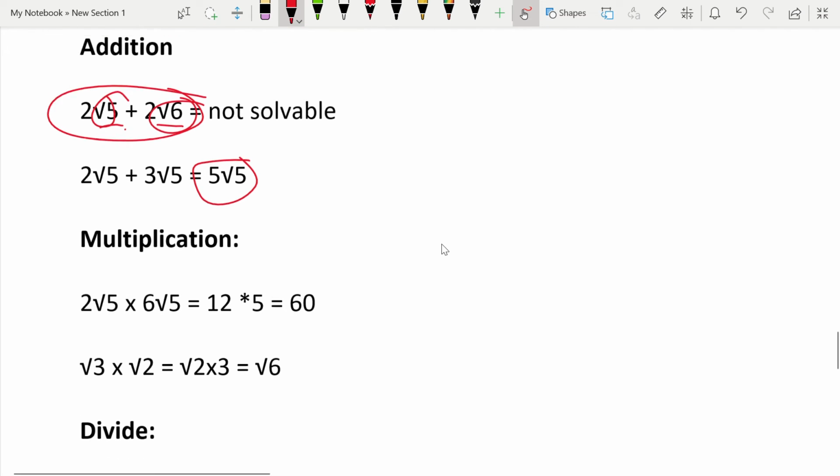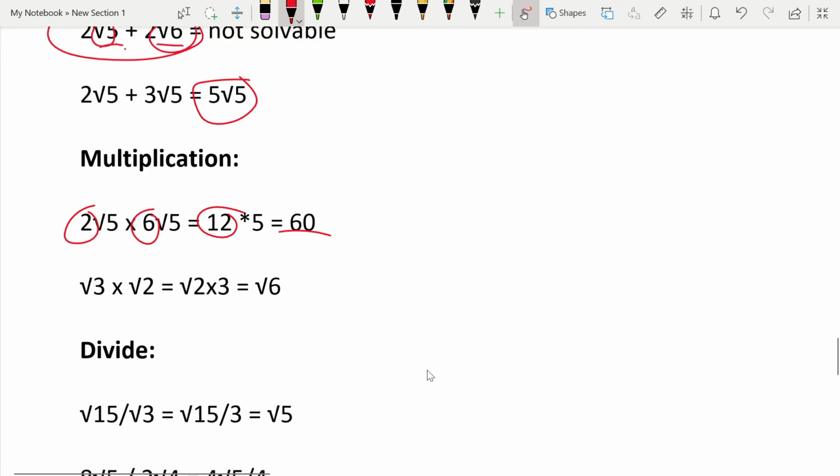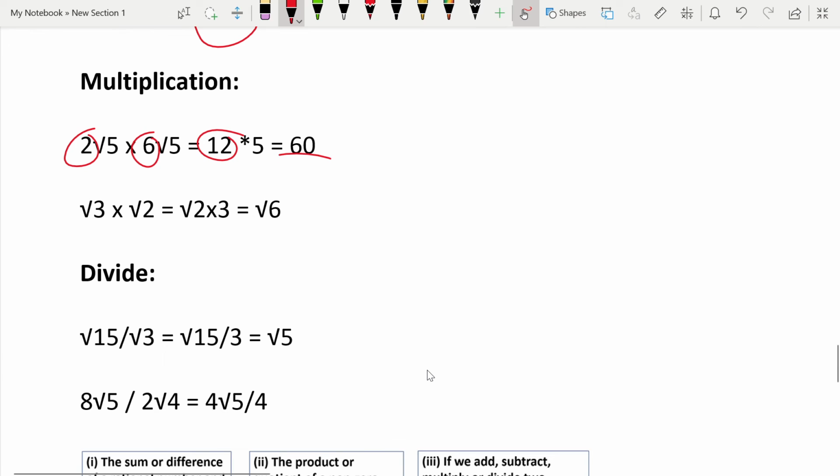Multiplication. In multiplication, you can do 2 root 5 times 6 root 5, which is going to be 2 times 6 is 12, and root 5 times root 5, which is root 5 squared, is going to be just 5. So you do 12 times 5, which is equal to 60. Then we've got root 3 times root 2 is equal to root 3 times 2. Okay? So we just get root 6.